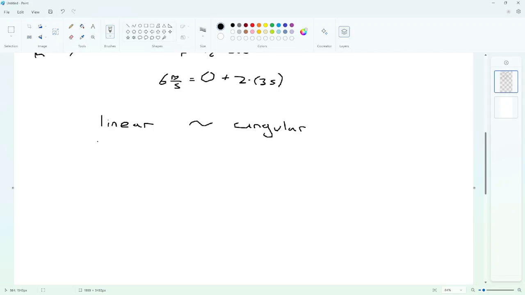analogous angular equation. So, if we're dealing with velocity, it is analogous to angular velocity. Acceleration, angular acceleration. Displacement, angular displacement. Actually, let me just do distance. Distance, beta. Displacement, change in theta.